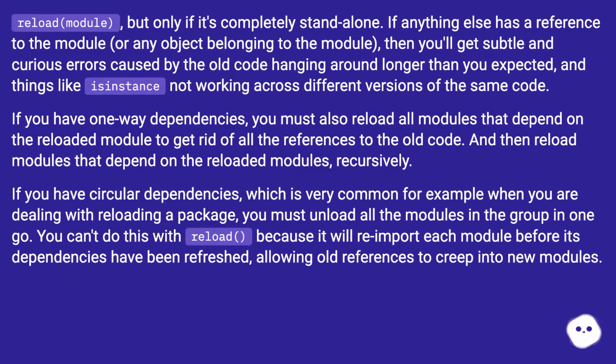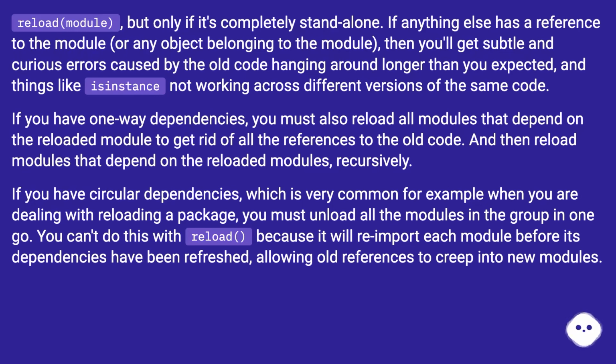Reload a module, but only if it's completely standalone. If anything else has a reference to the module, or any object belonging to the module, then you'll get subtle and curious errors caused by the old code hanging around longer than you expected, and things like isinstance not working across different versions of the same code. If you have one-way dependencies, you must also reload all modules that depend on the reloaded module to get rid of all the references to the old code. And then reload modules that depend on the reloaded modules, recursively.